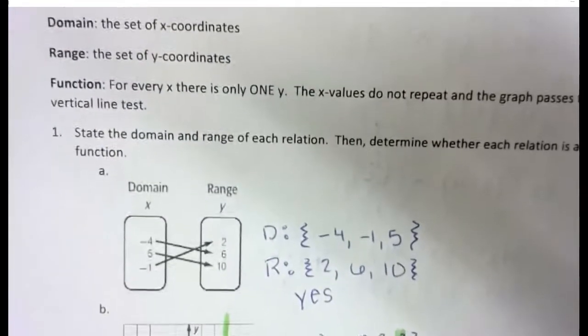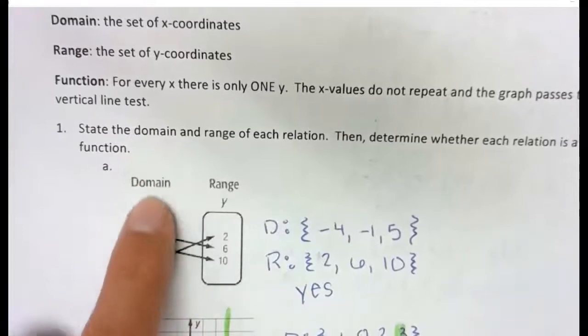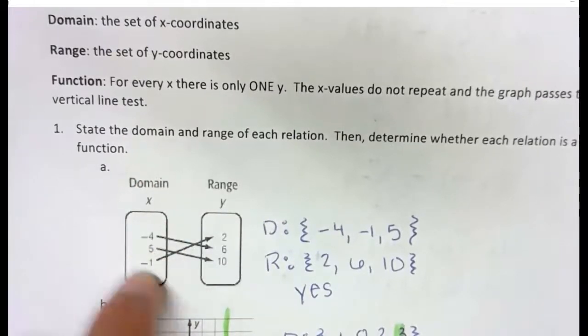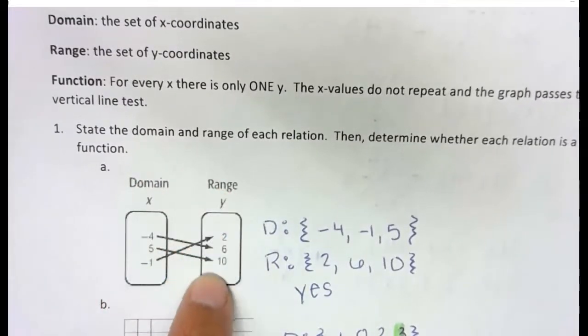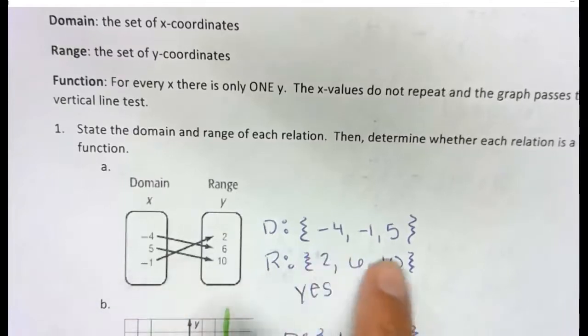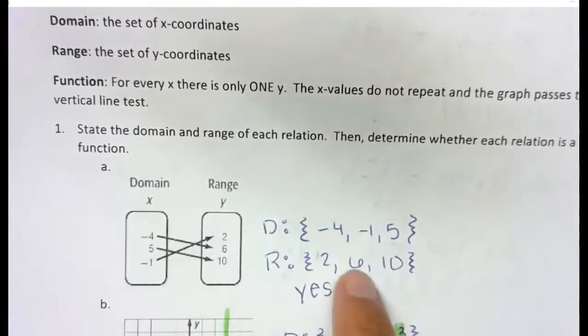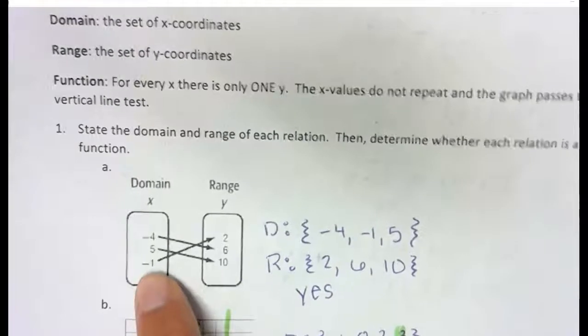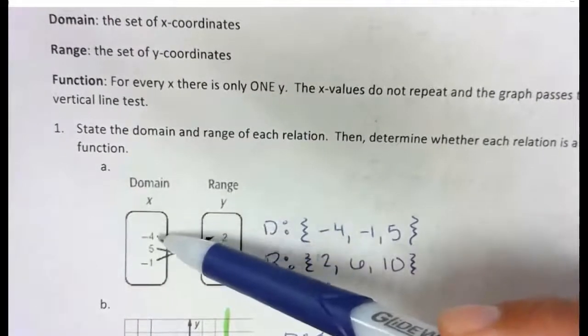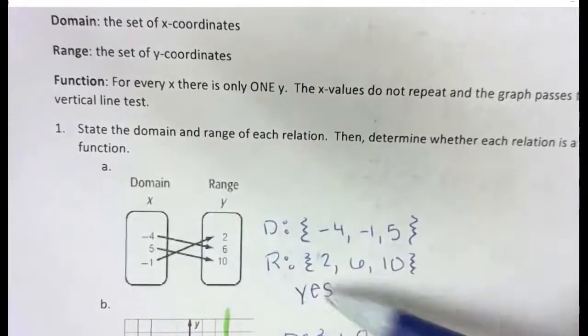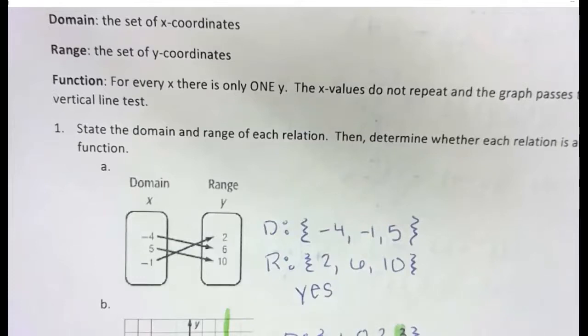In this first example here, the domain comes from the x column. The range comes from the y column. When listing them, it doesn't matter the order. You never want to repeat, and you want to always give brackets. This is a function because for every x, there's only one arrow pointing to a y.